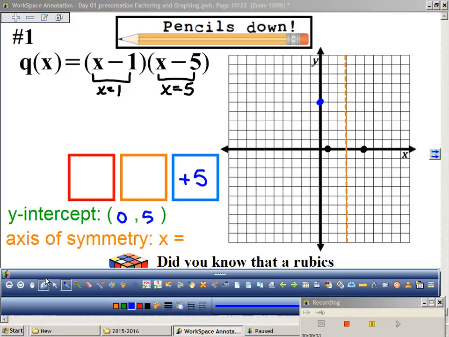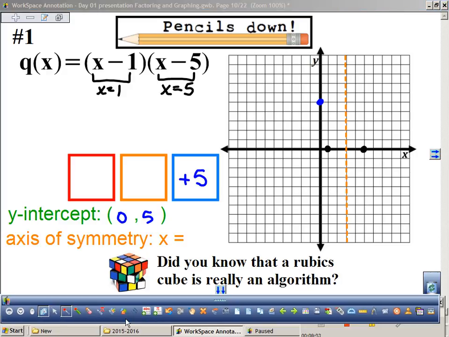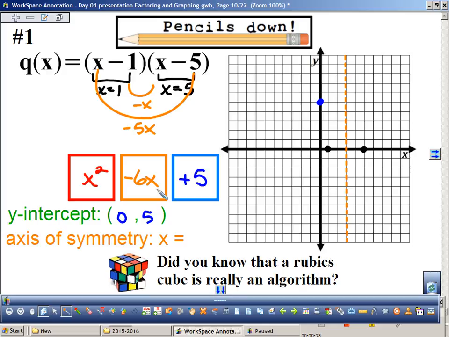And I'm just going to finish this off just for the heck of it. So x times x is x squared. And I call it rainbows and checks. This is negative x. This is negative 5x, which makes negative 6x.